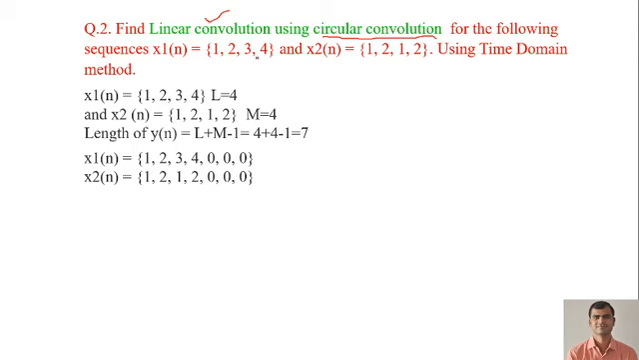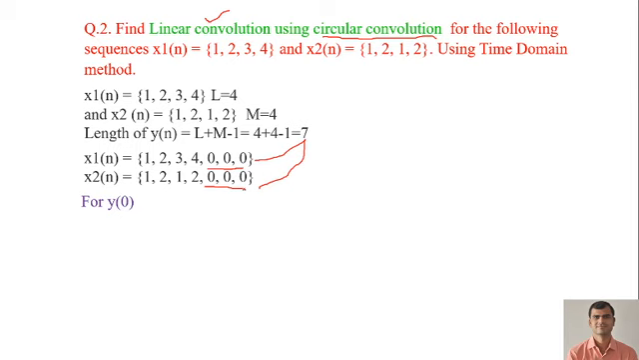So here the samples are 4. We need to add 3 zeros to make a sequence of 7 samples. After adding these 3 zeros, the sequence will be of 7 samples, and here also it will be of 7 samples. These added 3 zeros are known as zero padding. Now we have to divide a circle into 7 parts.